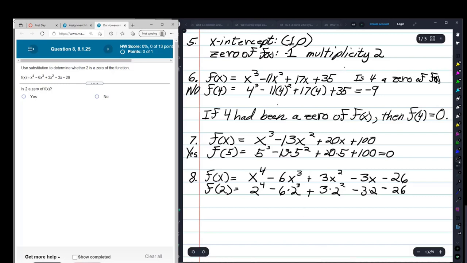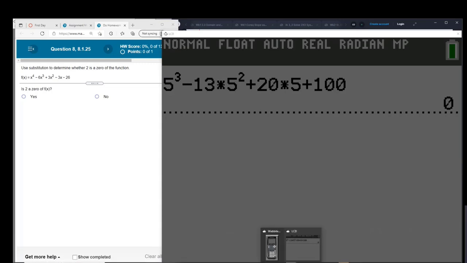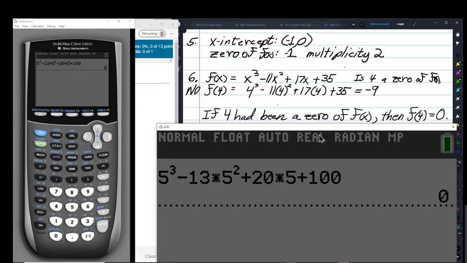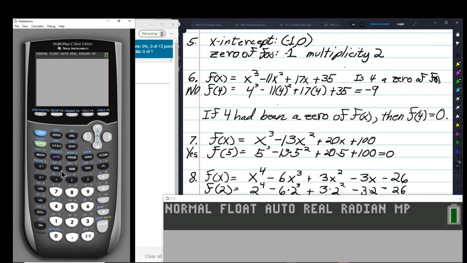Now, where are we? Yes, we have to calculate this. So, 2 caret 4, right arrow key, minus 6 times 2 caret 3, right arrow key, plus 3 times 2, and you don't have to hit the caret for power 2 because there's a special button for power 2 right here. And minus 3 times 2.